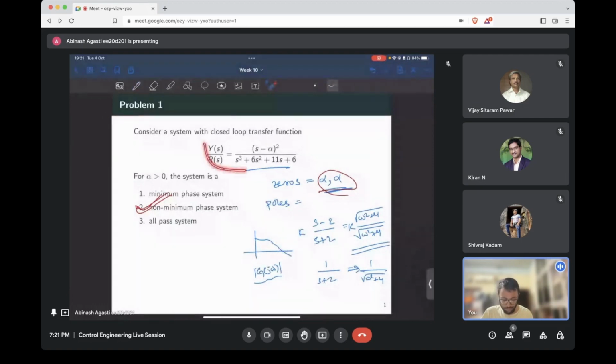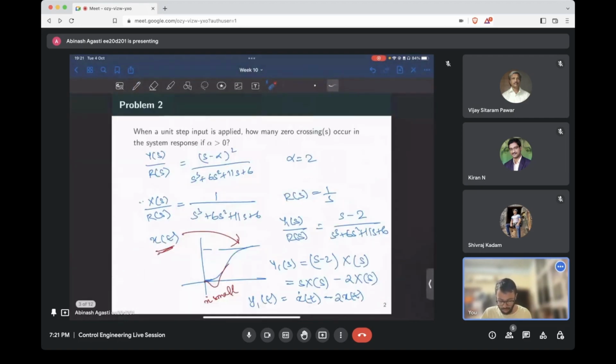We were given this system. We want to see, when a unit step input is applied, how many zero crossings occur in the system response. So we are taking a dummy value, let's say alpha equal to 2. Then what we did was, let us take a look at this system that is only with the poles of the given transfer function, no zeros. Then what do we have?